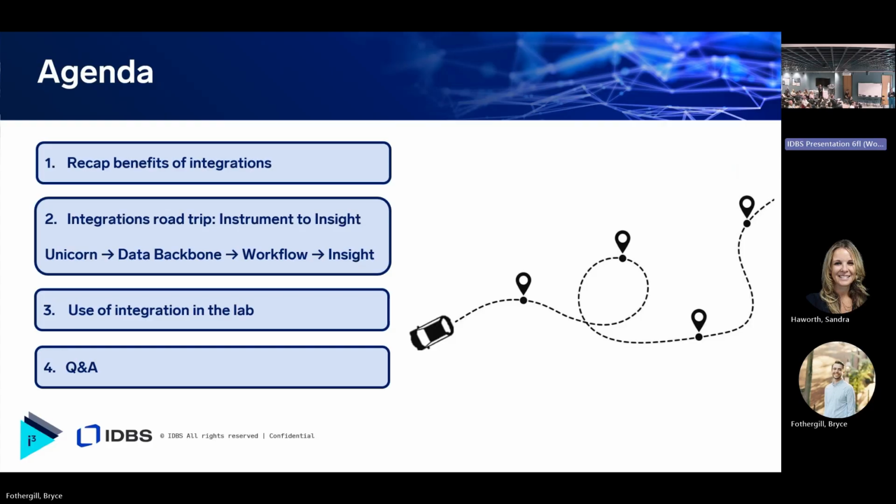So we'll start with Unicorn itself, then we'll move into the data backbone and see how that plays a role in integrations. Then we'll move into the workflow within the spreadsheet. And then finally, we will end at Polar Insight, where you will see the data analytics. After that, we will cover the use of integration in the lab. So you've heard a lot about integrations, about Unicorn specifically as well. So we'll dive even deeper into why integrations are so useful and the benefits of that. And then finally, we will leave some time for Q&A.